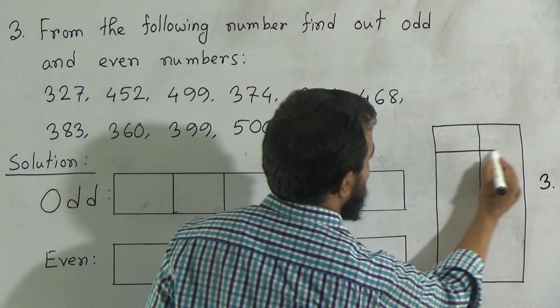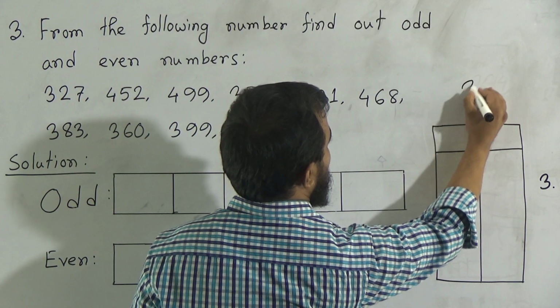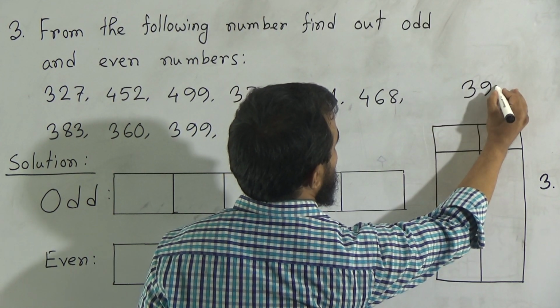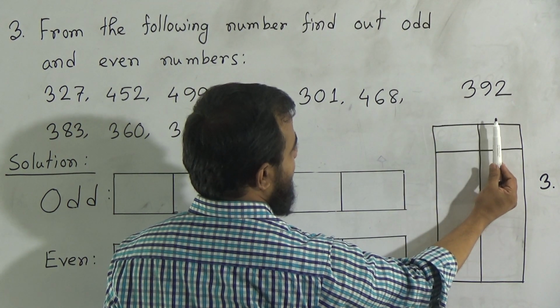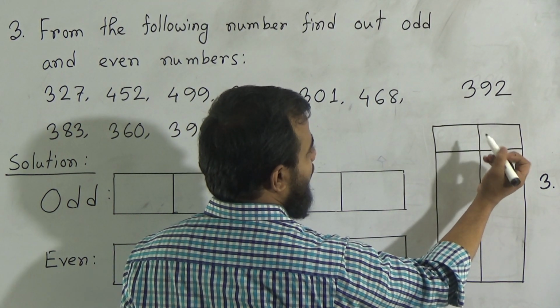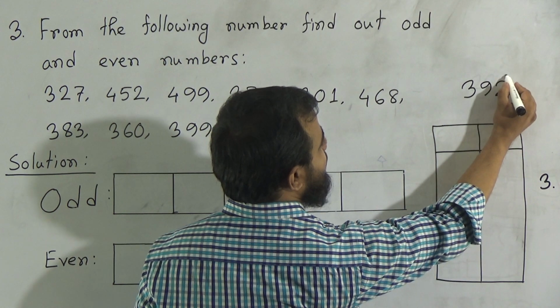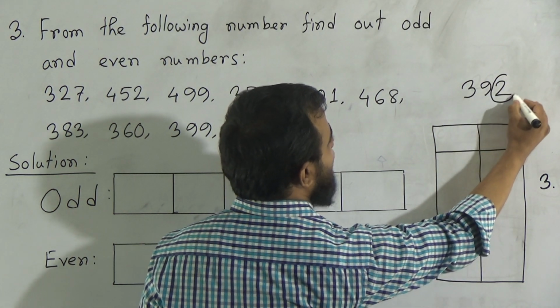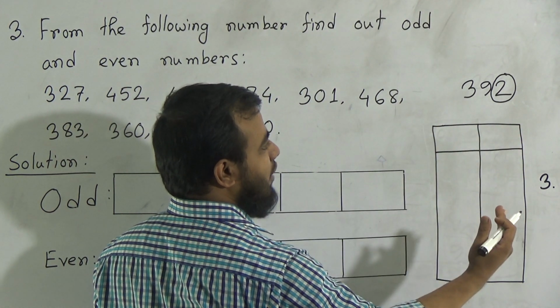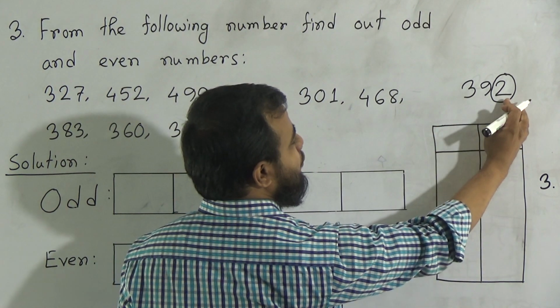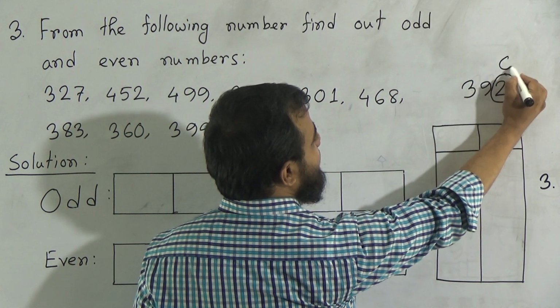Dear students, look. Suppose this is a number, 392. From this number, what is the ones position here? The ones position number is 2. The ones position number is the digit that is on the right hand side of any number. On the right hand side we have 2. That means 2 is in the ones position.